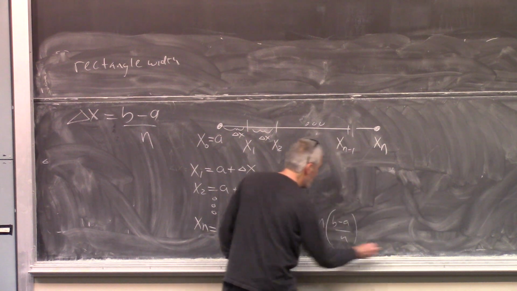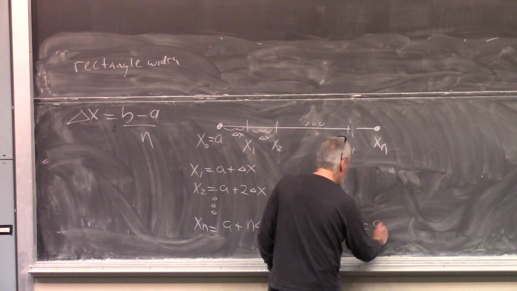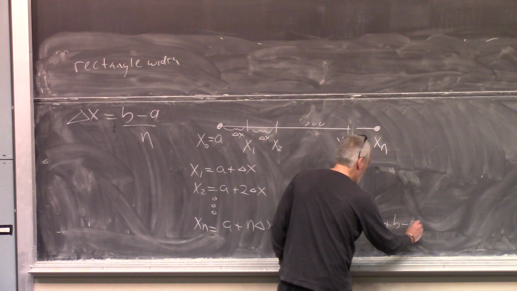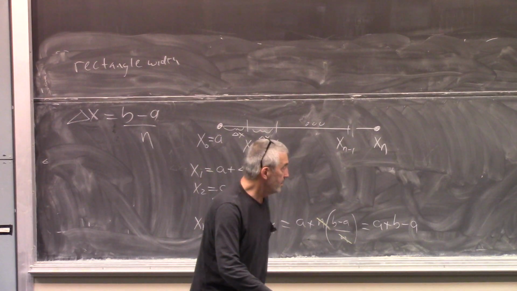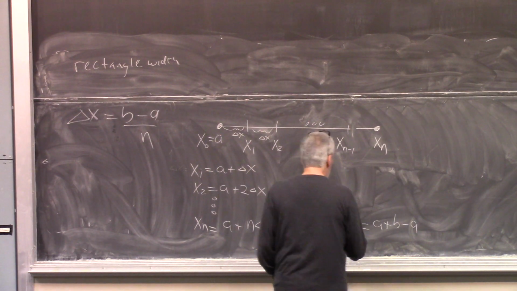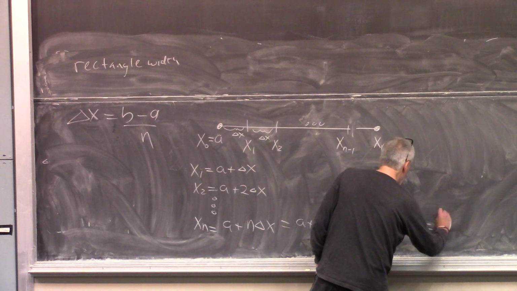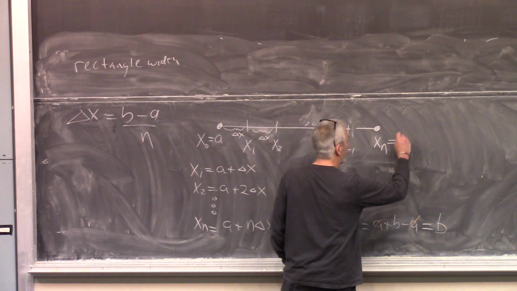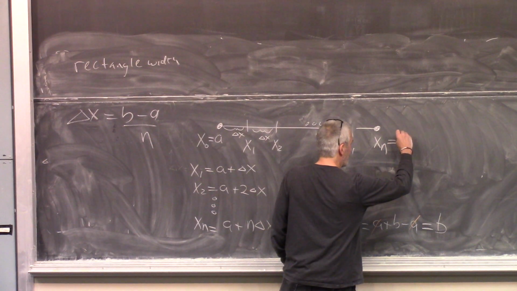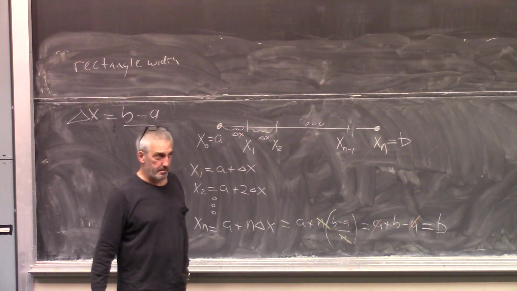Oh, and look at that. The n's cancel. So I get a plus b minus a. Oh, and look at that. Those a's cancel with my pumpkin spice chalk, and I'm left with b. So sure enough, my last x value is x subscript n, which is the same as the number b.